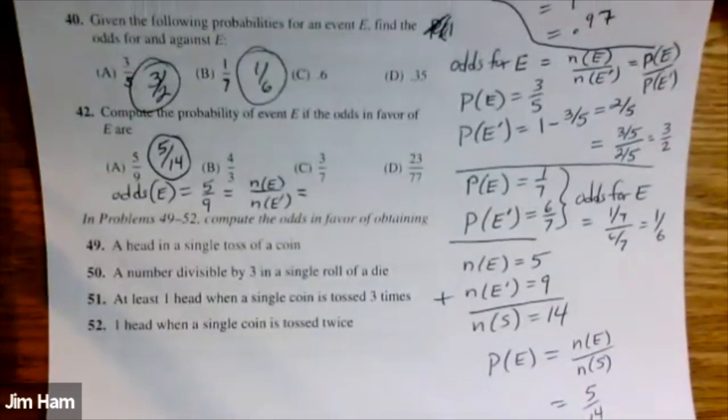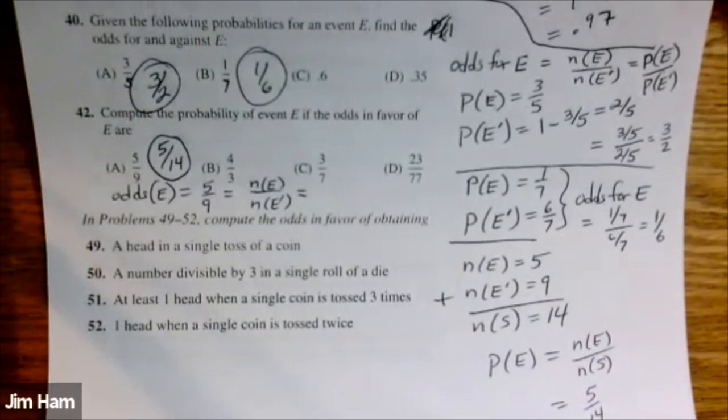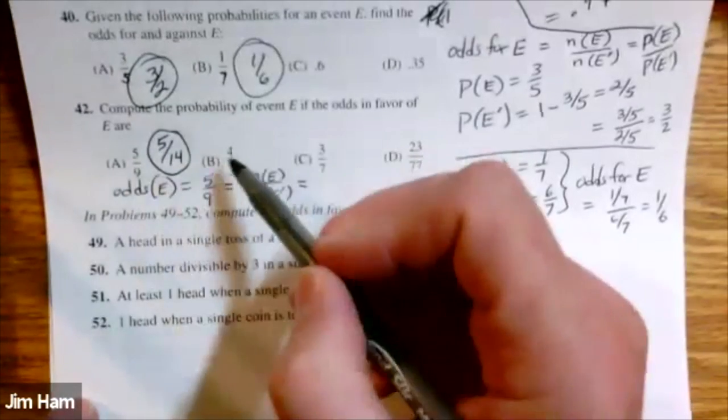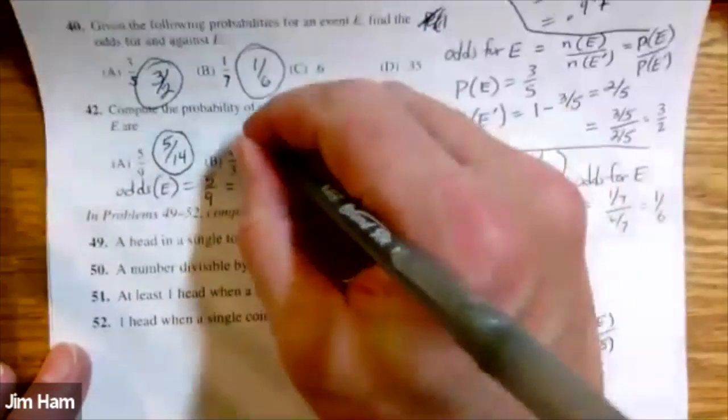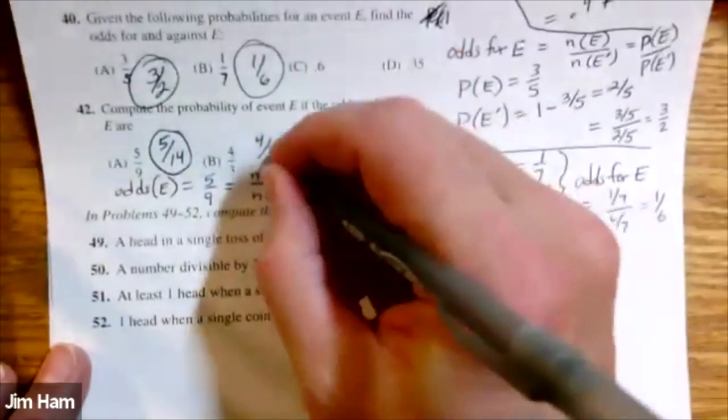If you see the pattern, you'll be able to do these pretty quickly, because basically we add these two numbers. We take the top number, 4, and then we put it over the sum of these two numbers, 7.